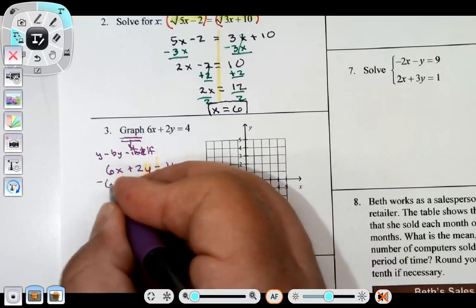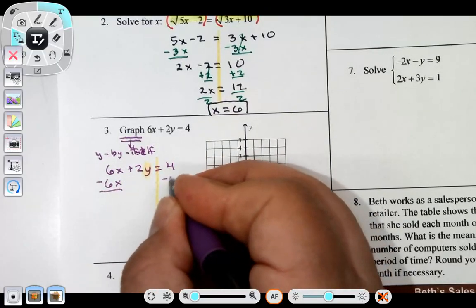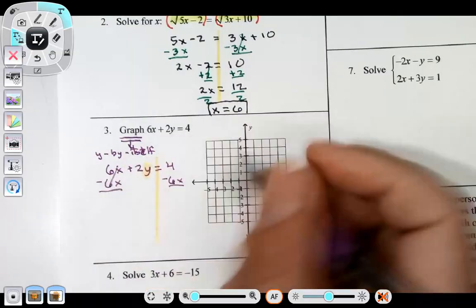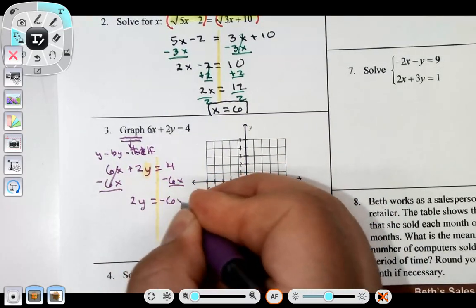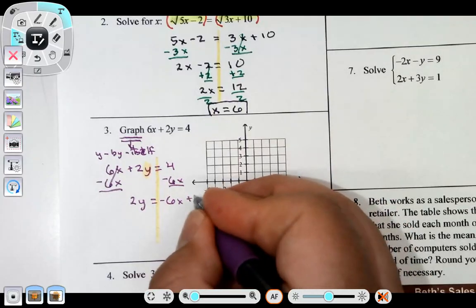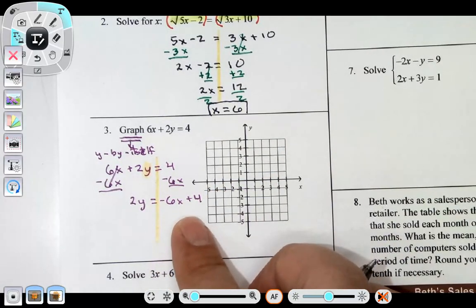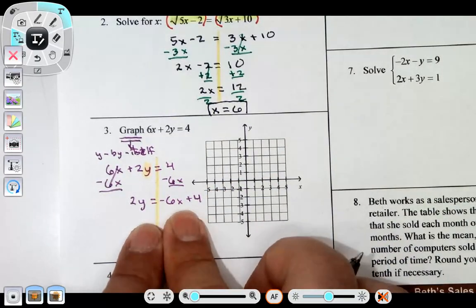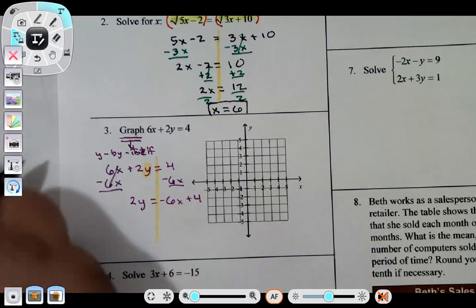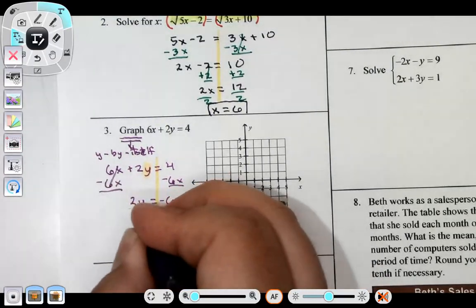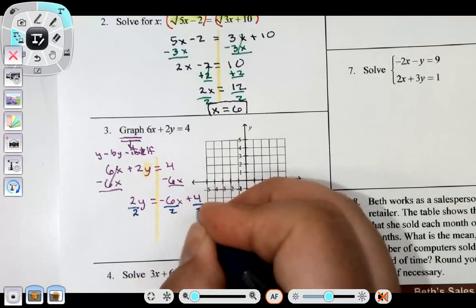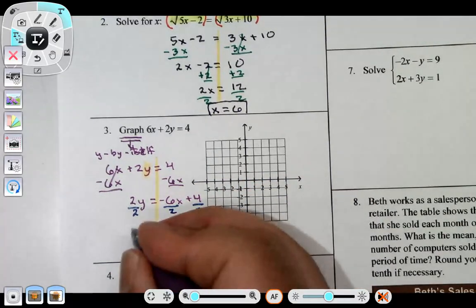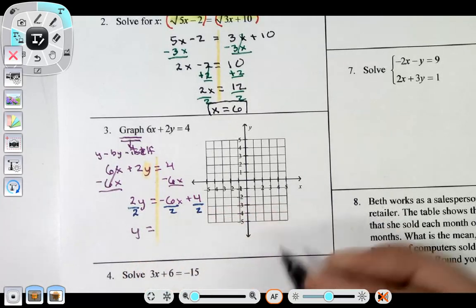We always get rid of adding and subtracting, so I need to get rid of the 6x. So I have 2y is equal to negative 6x and a positive 4. See, I'm trying to get it in order. Y equals mx plus b. The variable should be first. Now, of course, I can divide everybody by 2. And remember, we give everybody their own little 2 here. And just like that, the y is by itself.